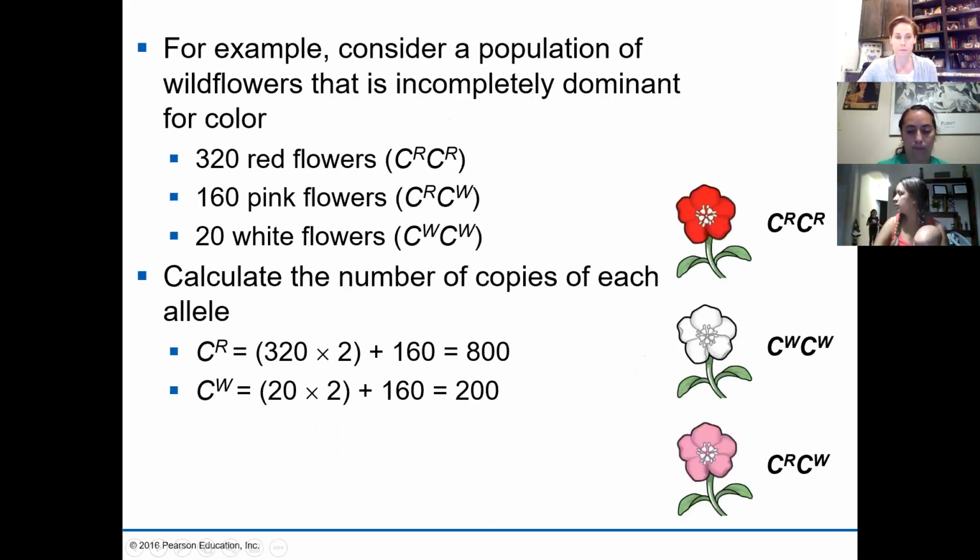So if you look at this population of these flowers, if you are homozygous dominant, you have both dominant genes from mom and dad, you're a red flower. If you are homozygous recessive, you got both recessive genes from mom and dad, you are a white flower. And if you're heterozygous, you are a pink colored flower. So you got a muted version of the red. And if we have a population, if you add up these 320 plus 160 plus 20, it should be 500, right? So we have 500 flowers in this population.